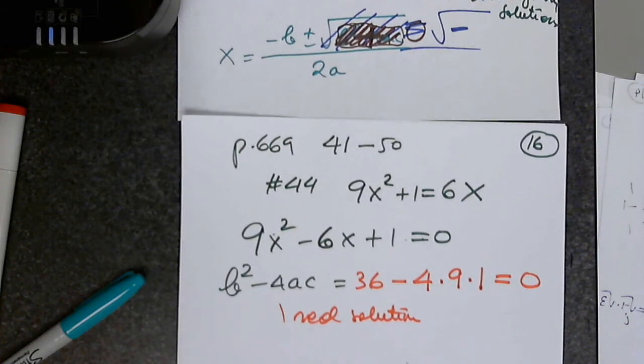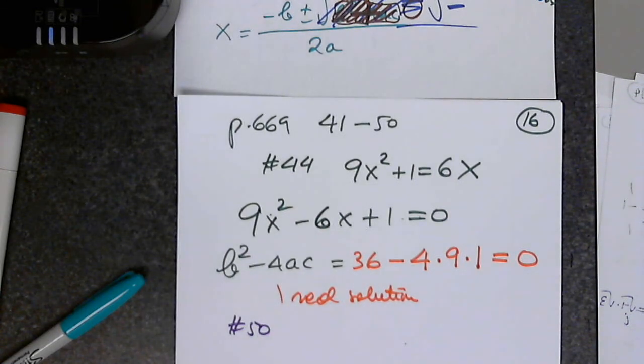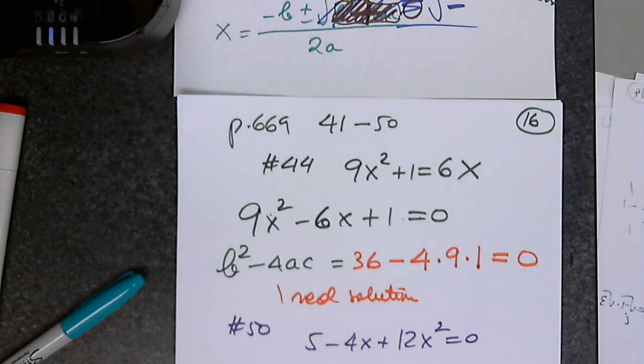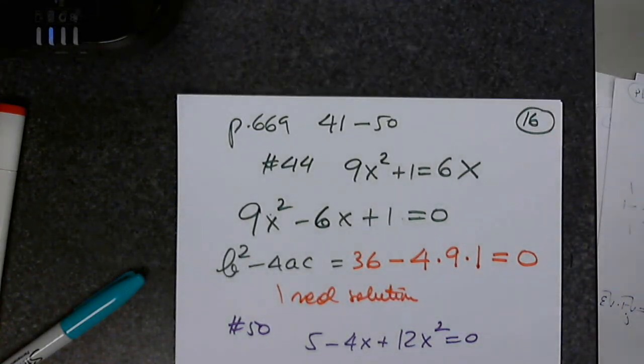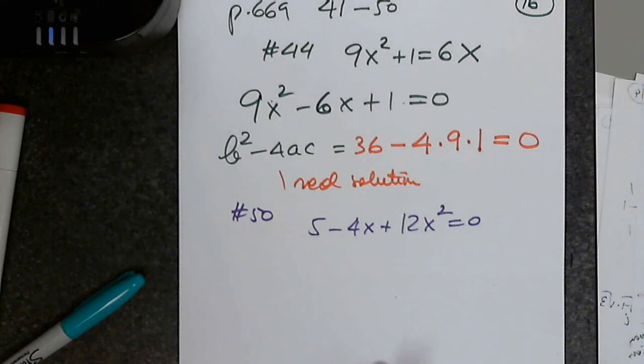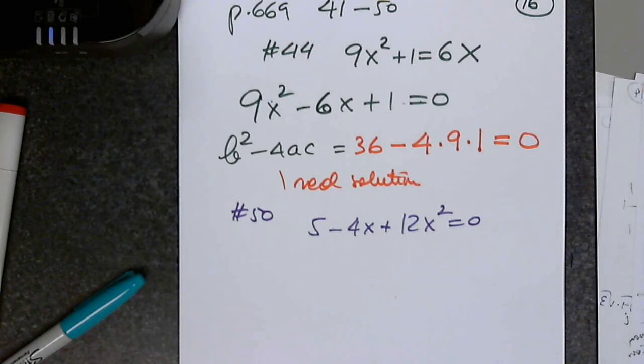50. You will see when we get to graphing these equations how important this concept is. 5 minus 4x plus 12x squared equals 0. Of course, they will give us these equations as twisted as possible because we need to put them in descending order. Otherwise, we can't identify a, b, and c and determine the discriminant correctly. So, of course, this is what?